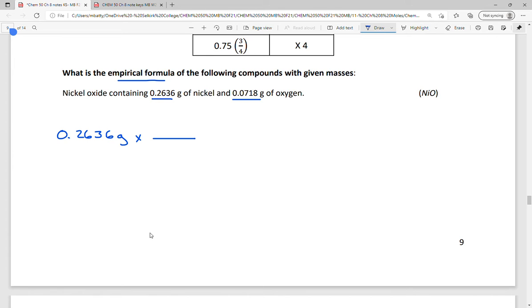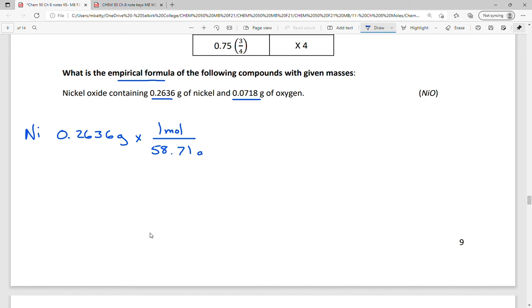Now, we didn't have to do percent mass on this one. We were already given grams. So if you're not given grams and you are given a percent, you can go to grams by assuming a 100 gram sample. So this is all about the nickel. The nickel was 0.2636 grams, and we want to figure out how many moles that is. Well, the molar mass of nickel off the periodic table is 58.71.